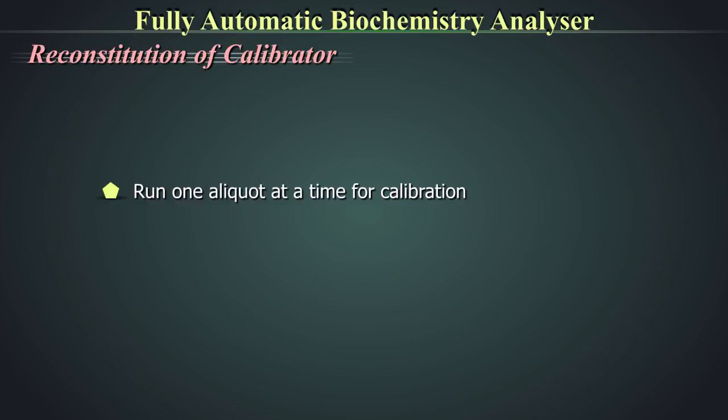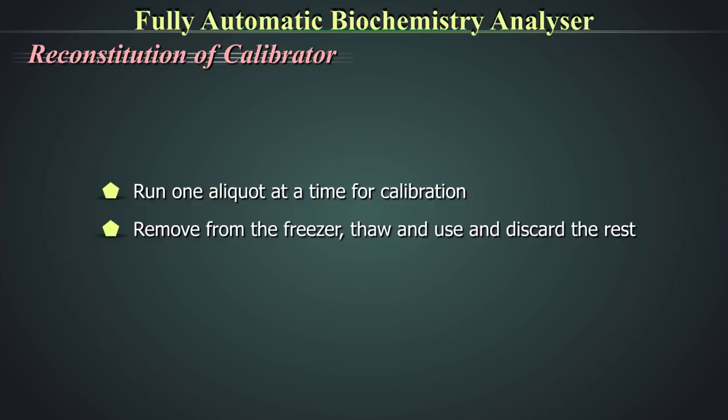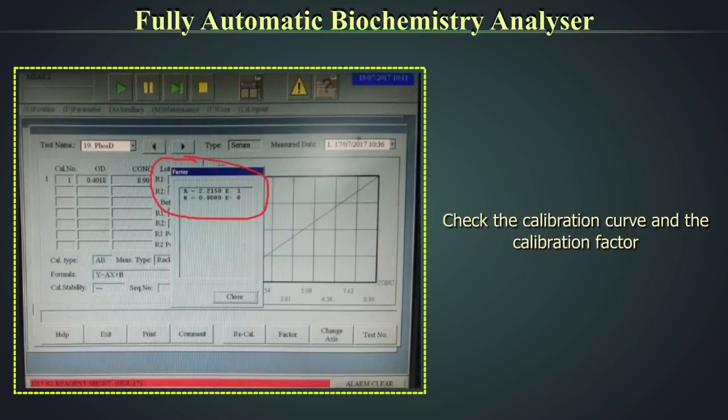Run one aliquot at a time for calibration. Remove from the freezer, thaw, and use and discard the rest. Check the calibration curve and the calibration factor.